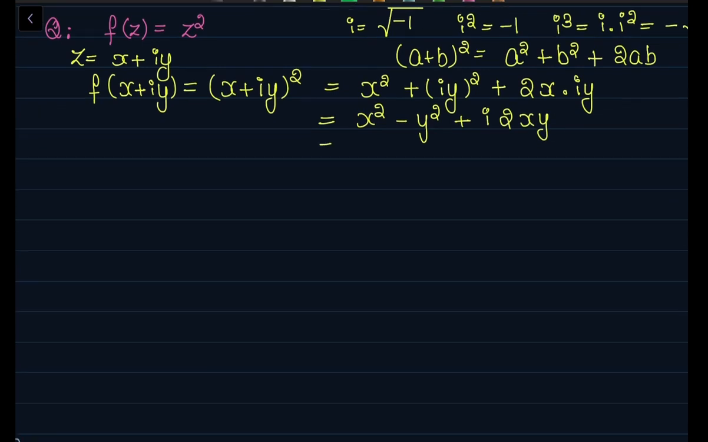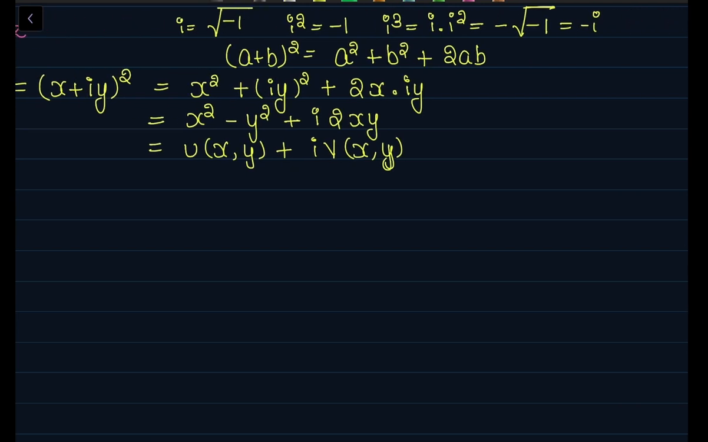Now compare this equation with u of xy plus iota v of xy. If you compare it with this, you will find that x square minus y square is your real part, that is u of xy. So from here what you can say, u of xy is x square minus y square.